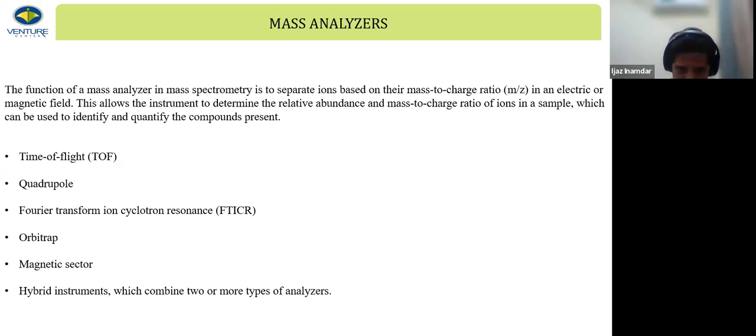Then we have FTICR, a very high resolution analyzer. It has a very good ability to separate ions. The Orbitrap is something that we currently use for our proteomics and protein applications. We'll talk about that. Then we have some old generation magnetic sector equipment. These used to be very big analyzers. You might or might not have seen them, because they're not generally used, but in petroleum industries they are still used. The magnetic sector is big equipment, approximately half the size of a room.